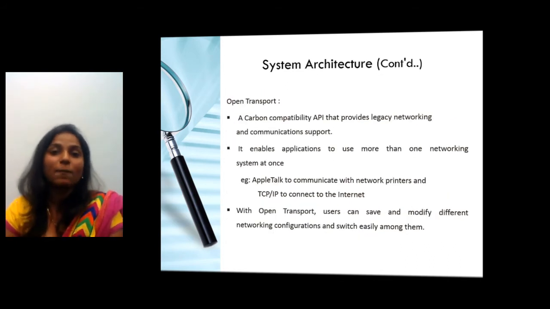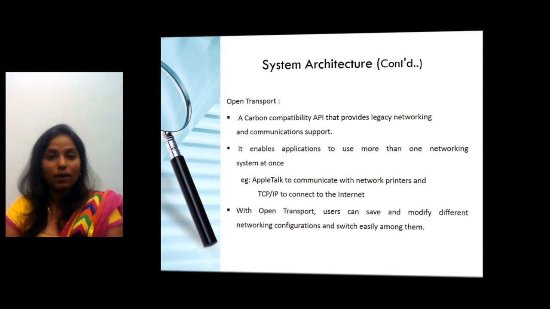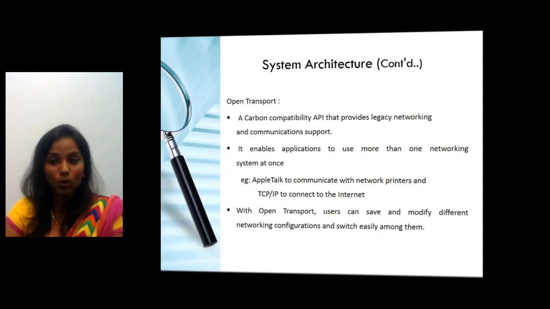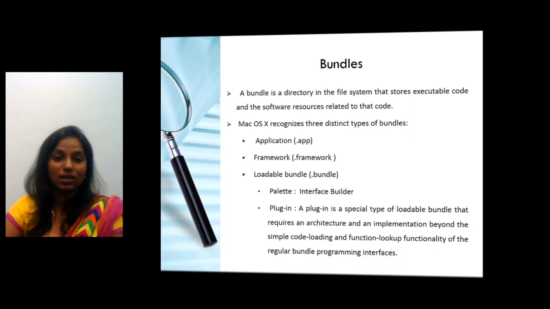And next, we are going to describe Open Transport, a Carbon compatibility API that provides legacy networking and communication support. It enables applications to use more than one networking system at once, such as AppleTalk to communicate with network printers and TCP/IP to connect to the internet. With Open Transport, users can save and modify different networking configurations and easily switch between them.